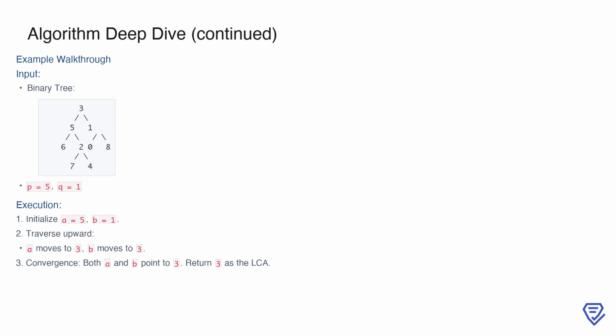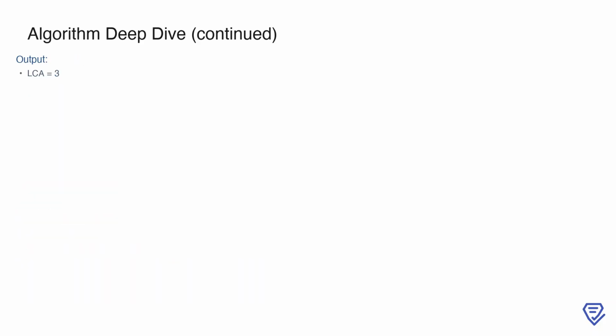Pointer A moves from 5 to its parent, 3, while pointer B moves from 1 to its parent, 3. At this point, both pointers point to the same node, 3. Since A equals B, we have found the lowest common ancestor. The final output for this example is that the lowest common ancestor of nodes 5 and 1 is node 3.